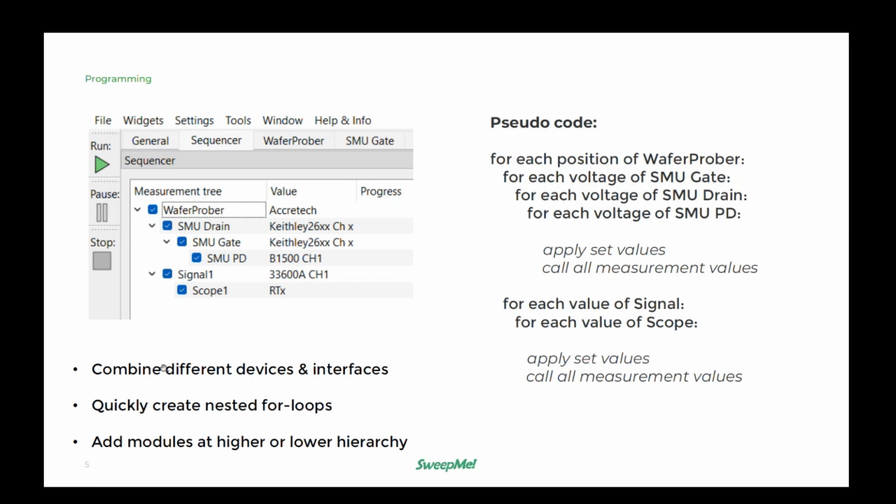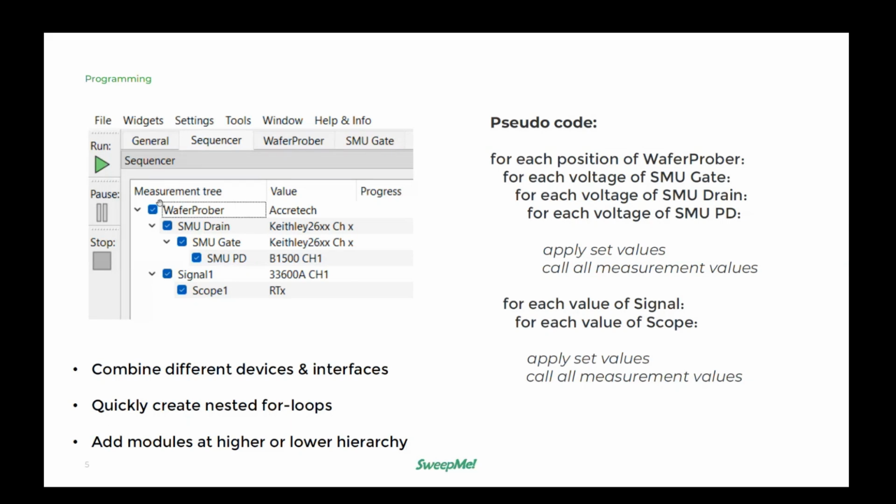And this concept allows you to combine easily different devices and different interfaces. So you can add instruments via RS-232, GPIB, Ethernet, or whatever you can control with a computer or with Python to access some data.